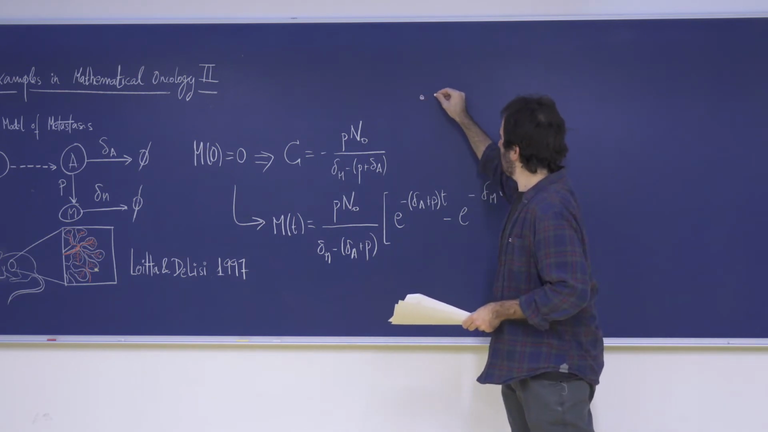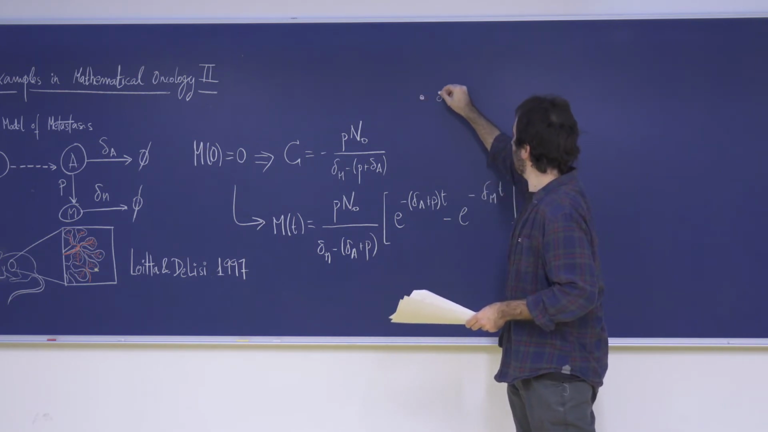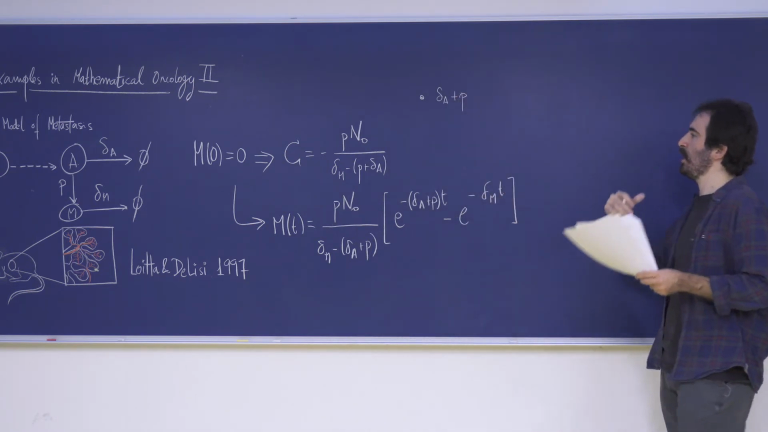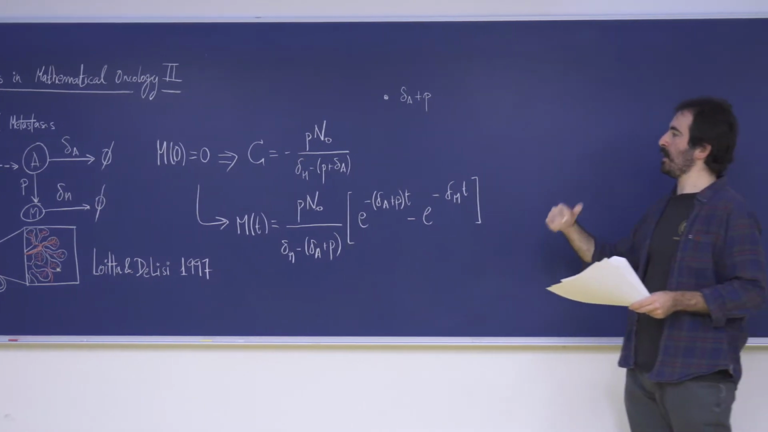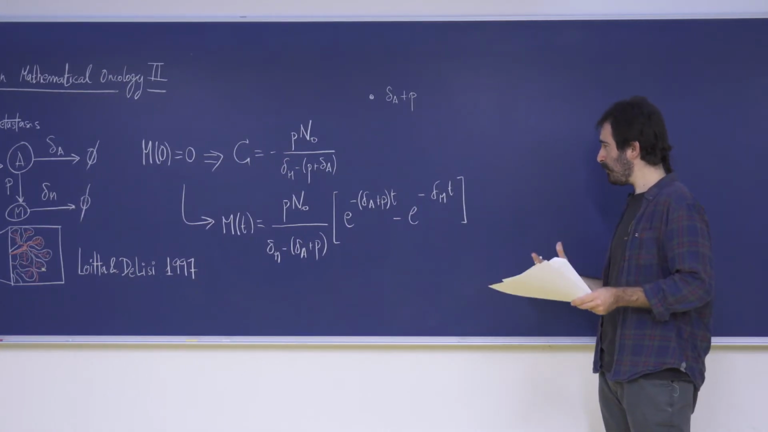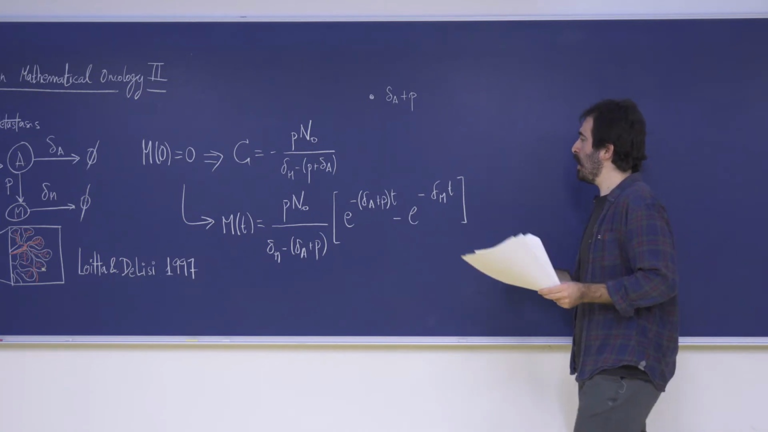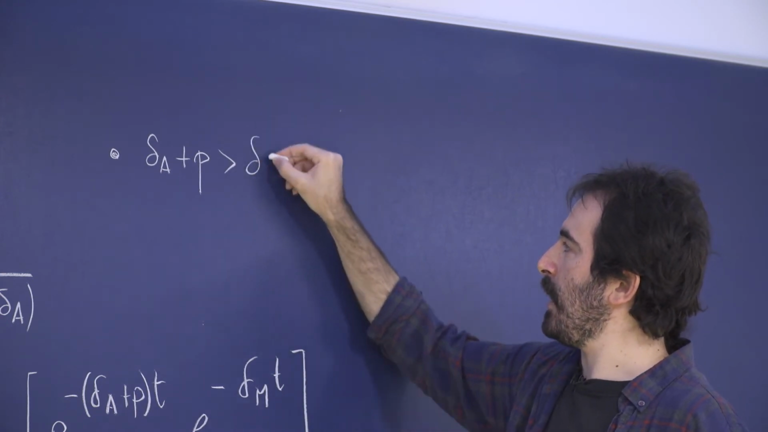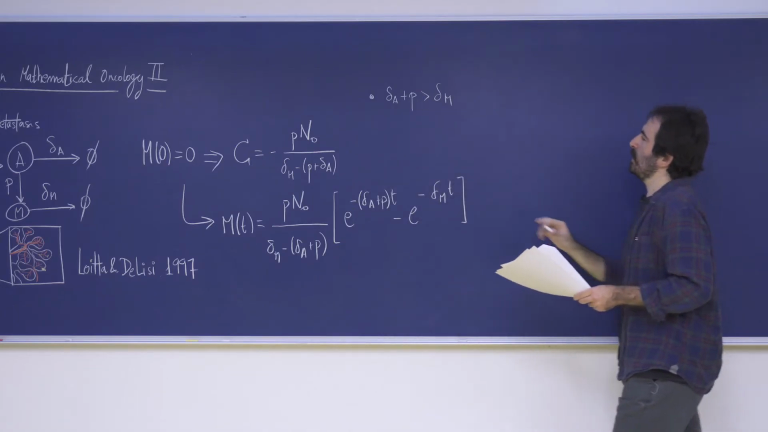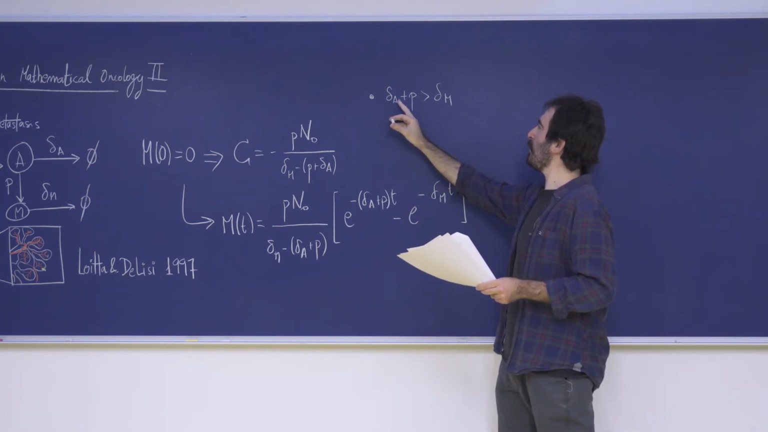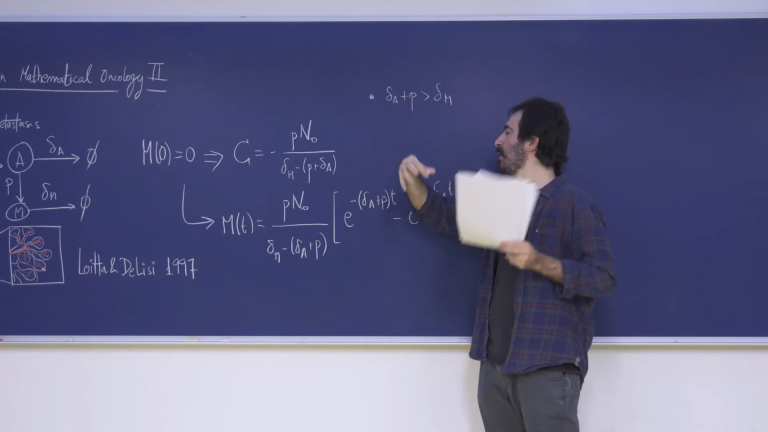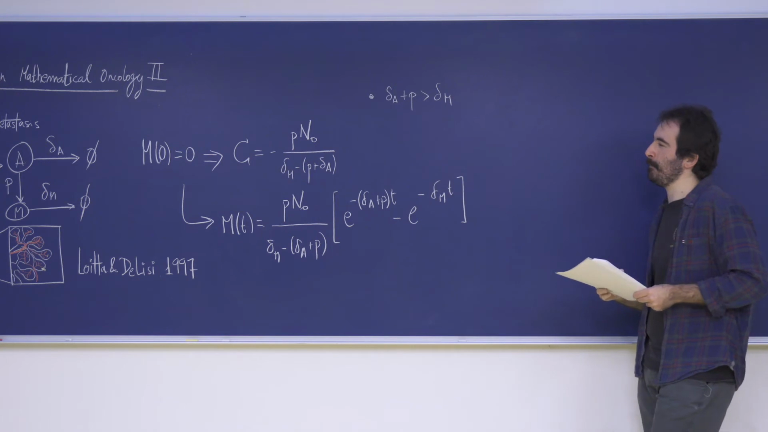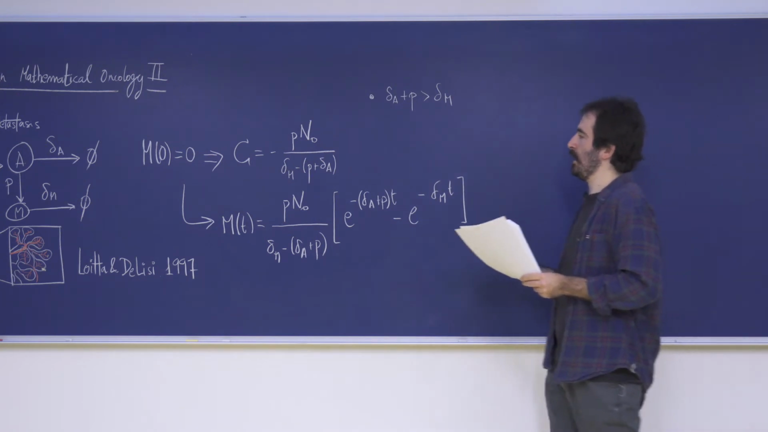Well, we will consider the following. We will consider that delta a plus p, where p is the rate at which arrested cells are becoming metastatic cells, is, for example, larger than delta m. So this means that arrested cells die quicker, and also they go to metastatic at a faster pace than the pace at which metastatic cells are dying, right?